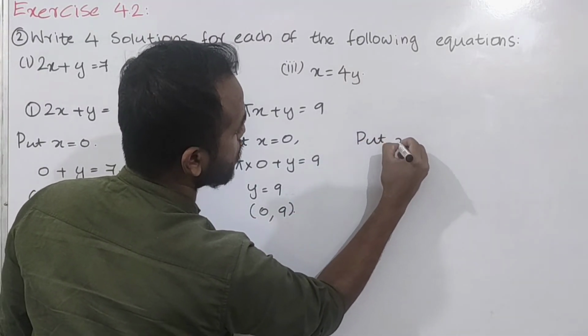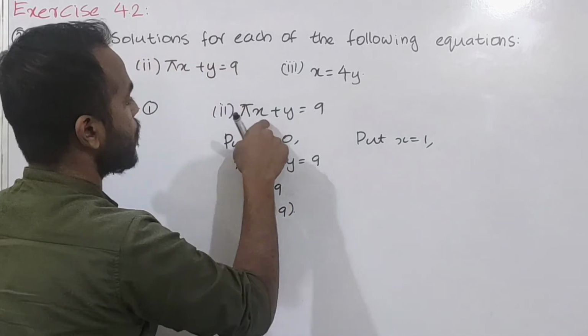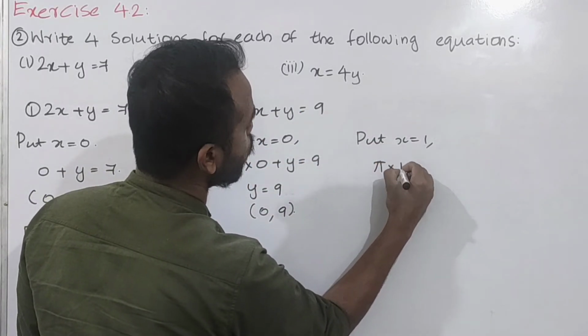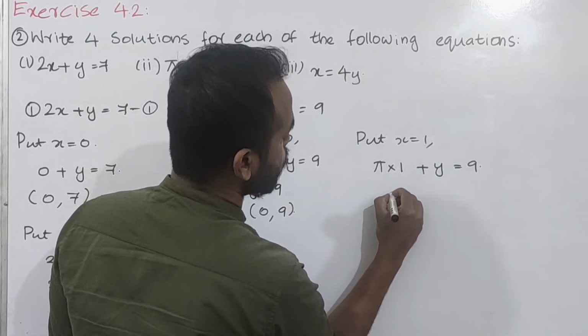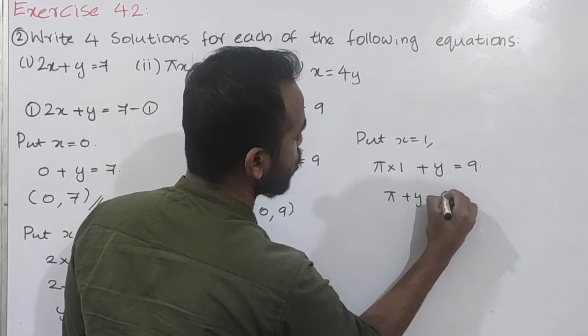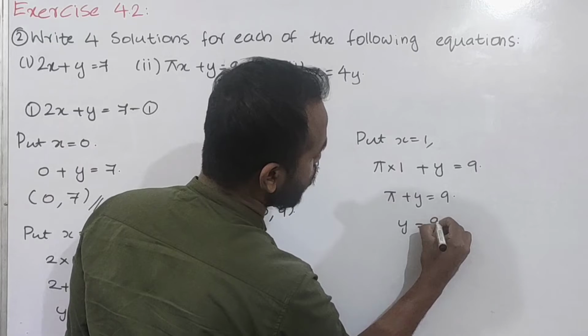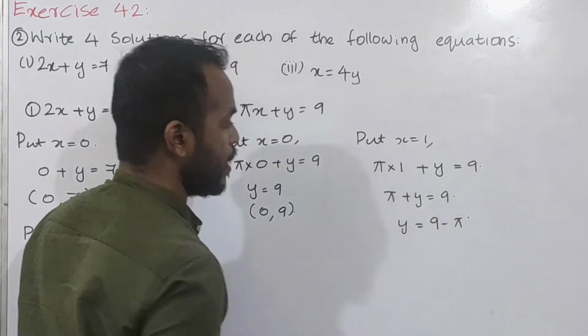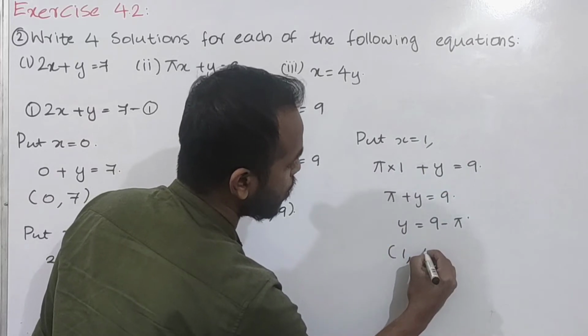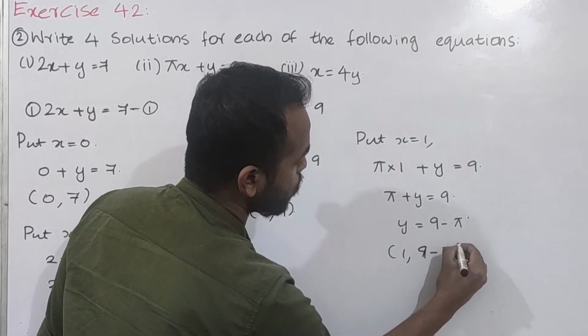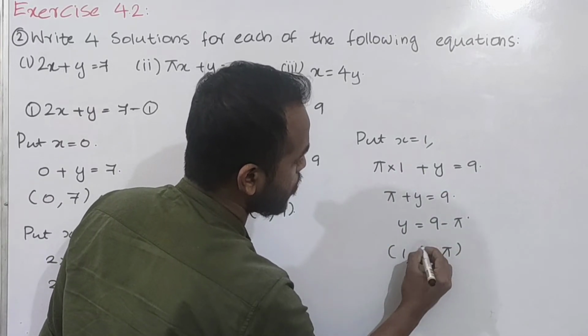Now we will go for the next one. Put x is equal to 1. So what happens? This will be pi into 1 plus y is equal to 9. Pi into 1 is pi, plus y is equal to 9, or y is equal to 9 minus pi. So how will the solution look like? 1 comma 9 minus pi. This is 9 minus pi.